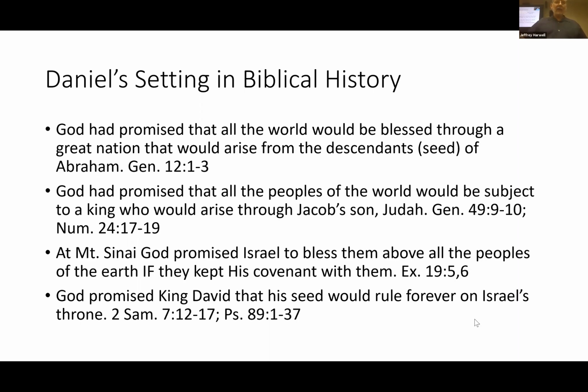Later, God promises King David that his descendant would rule forever on Israel's throne. This is in 2 Samuel chapter 7. The centrality of this promise in the history of Israel is reviewed in great detail in Psalm 89. In fact, Psalm 89 is a psalm of complaint. It complains to God, you said to David he would never lack a man on the throne of Israel. It's not happening. Why are you waiting so long, God? Why aren't you fulfilling your promise? And Daniel's going to answer that question.